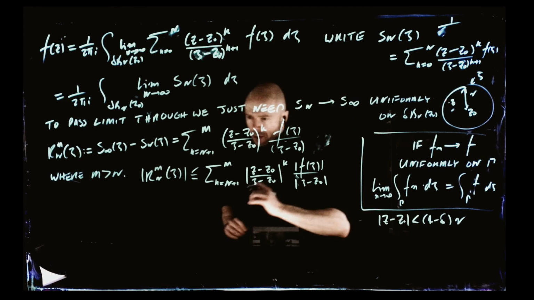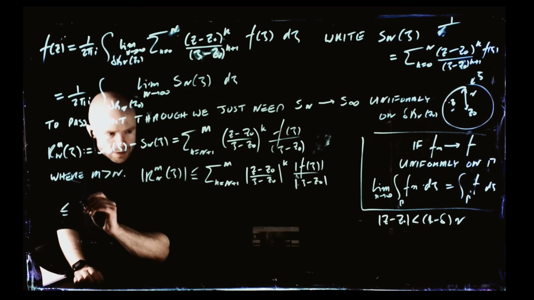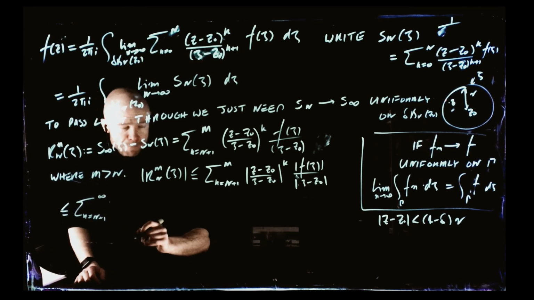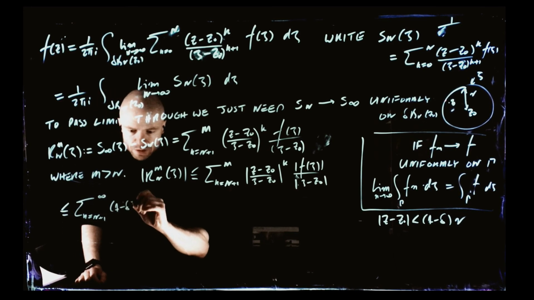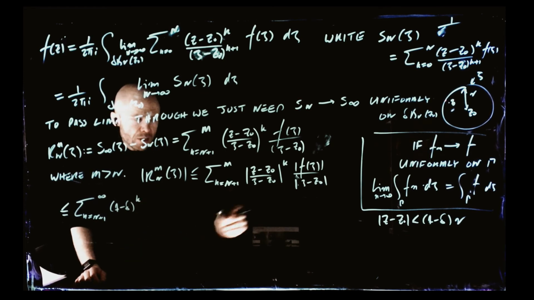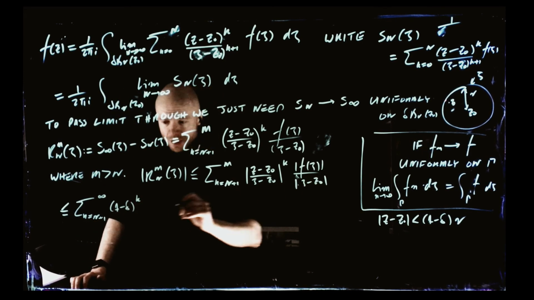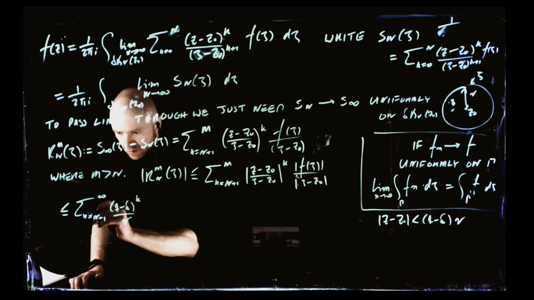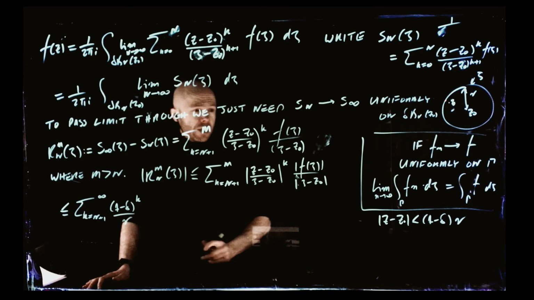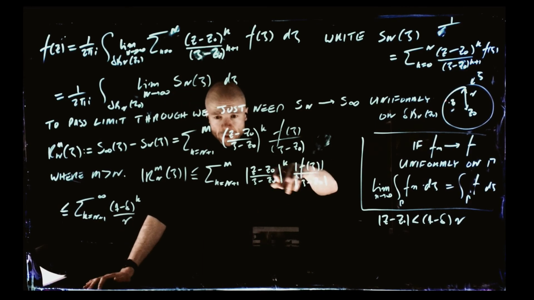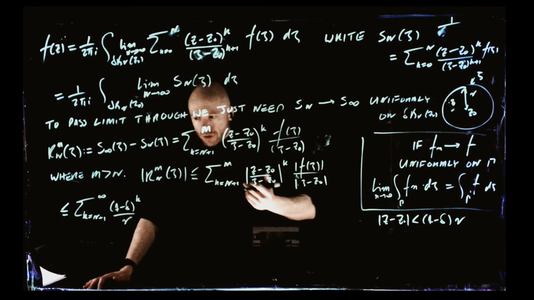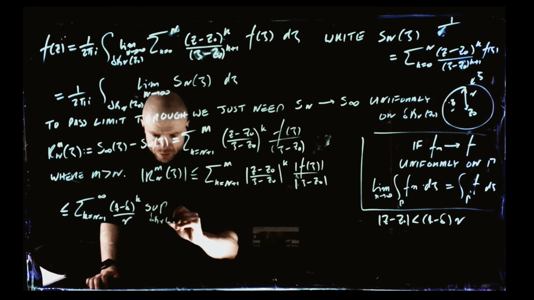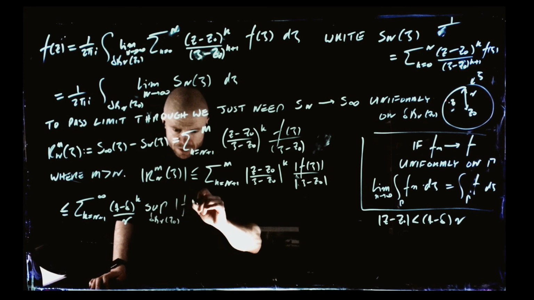So then this thing is less than the sum from k equals n plus 1 to infinity of just (1 minus delta) to the k. This thing here is just equal to r itself. We're summing with respect to k. And this is less than the supremum of the function f on the boundary of the ball, the supremum of the function on the boundary of the ball of radius z0.